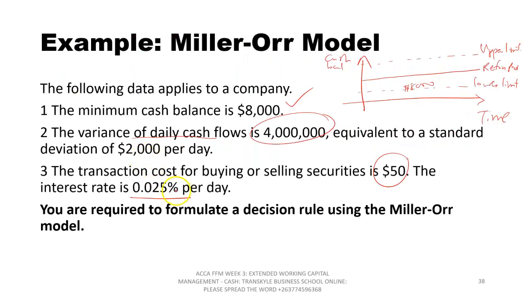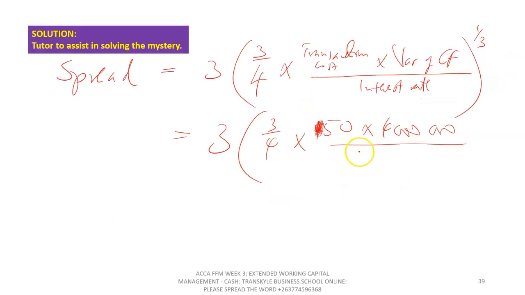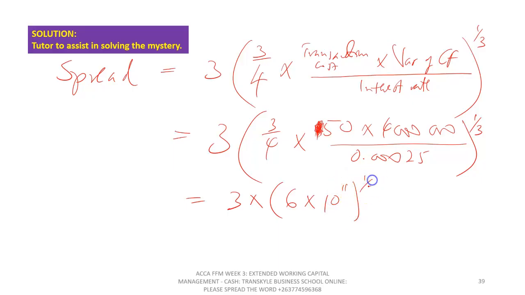It was 0.025%, so this one in decimal becomes 0.00025. Okay, so there are 3 zeros after the decimal, 25, all to the power third. So this comes to 3 multiplied by 6 multiplied by 10 to the power 11, multiplied by a third. So in Excel, it's even easier.